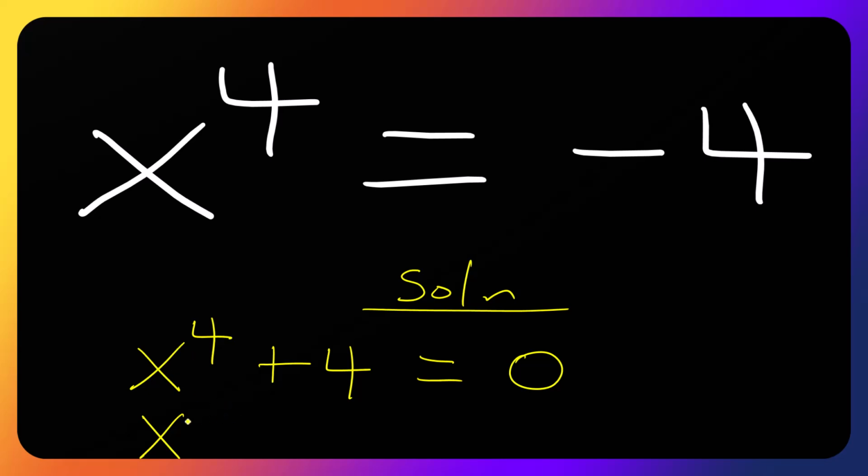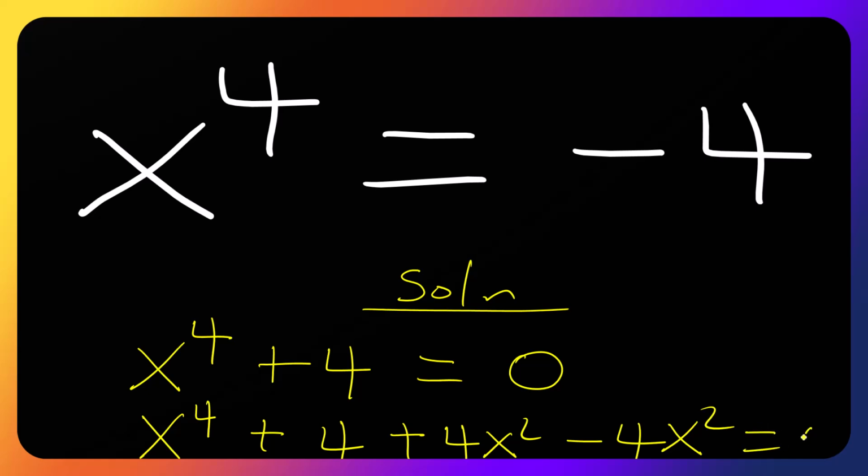So that will be x to the power 4 plus 4 plus 4x squared, minus 4x squared. Now this one is the same as adding 4x squared to both sides of the equation. Now I have done nothing here because in going back, this one will cancel and I will still get this one. Okay, so x to the power 4 plus 4x squared plus 4 will be a perfect square.